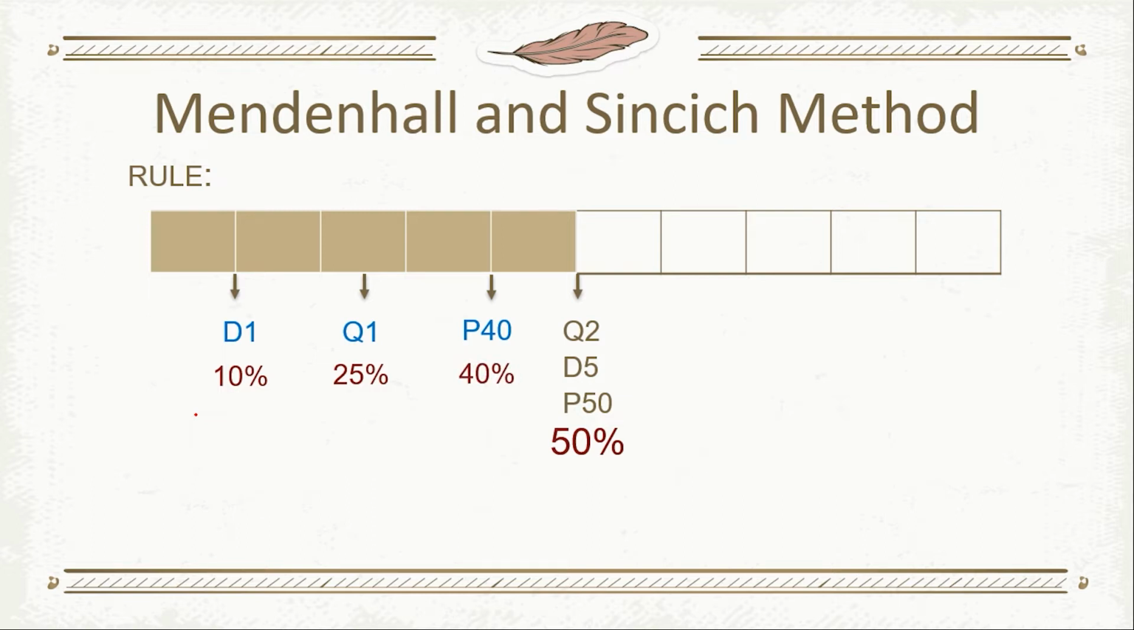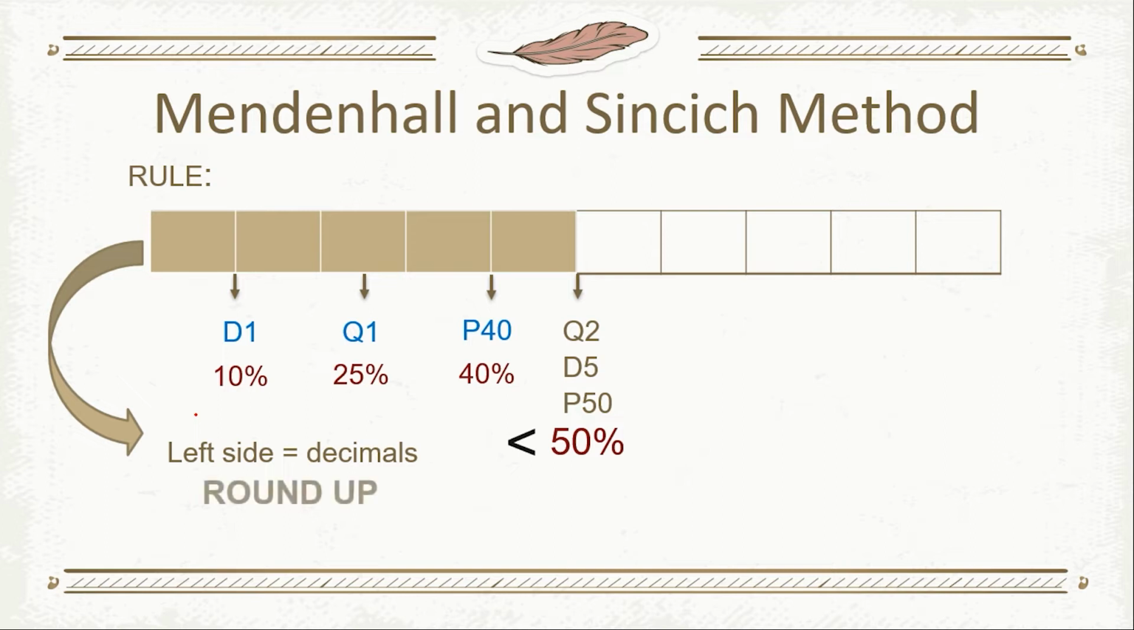As you can notice, these measures of position are less than 50%, right? Then if we are looking for the measures of position which are less than 50%, and these are located at the left side of the distribution, therefore the rule that we need to follow is that if the values that are computed have decimal points, that means we need to round up. Okay, so dito class, i-disregard natin kung ano yung value ng decimal na kasama ng computed value na meron tayo.